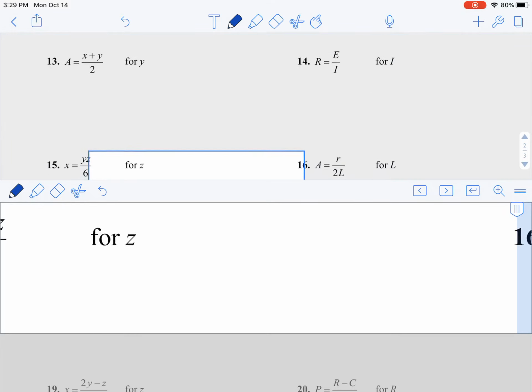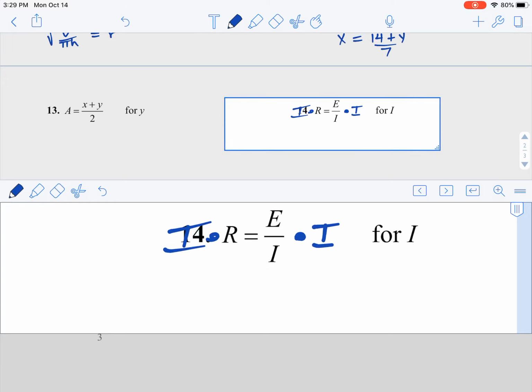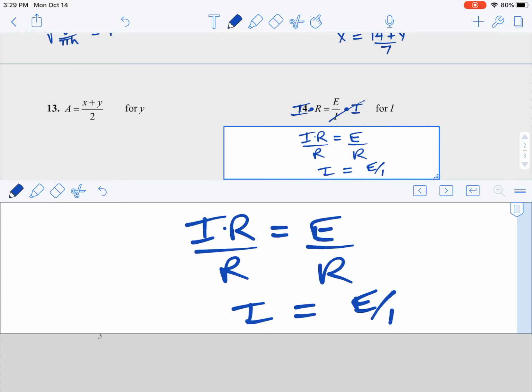All right, let's find something a little bit different. Number 14 is pretty good, a little bit different. If you want to solve for I here, I is in the denominator. Let's bring it up top first, so times I to both sides. That cancels out with your division, so Ir equals E, and then to get I by itself, just divide by R. So I equals E divided by R. That's how we can do that one.